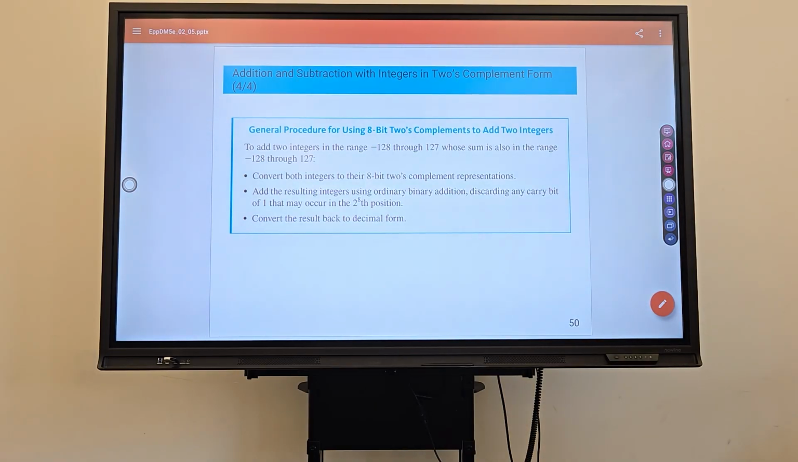General procedure for using 8-bit 2's complements to add two integers. Add two integers in the range of minus 128 through 127, whose sum is also in the range of minus 128 through 127. Convert both integers to their 8-bit 2's complement representations. Add the resulting integers using ordinary binary addition, discarding any carry bit of 1 that may occur in the 2 to the 8th position, and then convert the result back to decimal form.